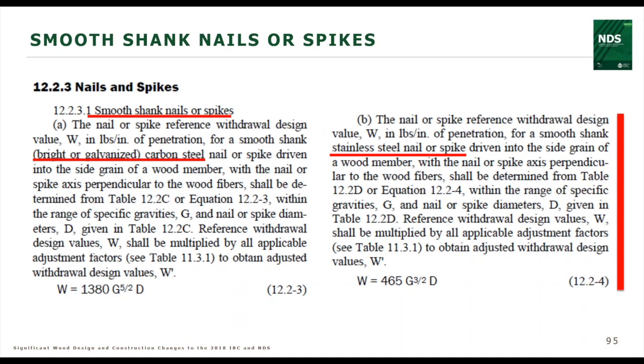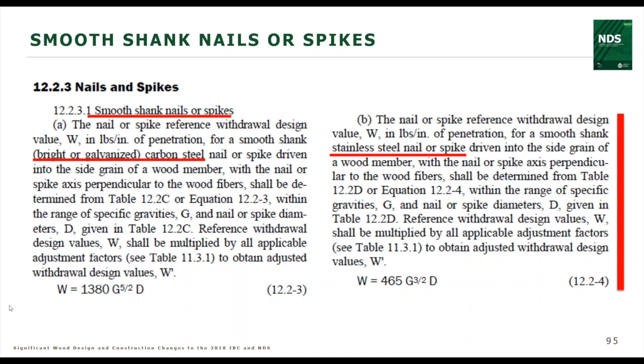So the 2018 NDS is the first edition of the NDS that specifically calls out smooth shank stainless steel nails. So there's been an update that has been added to distinguish between the bright or galvanized carbon steel nail withdrawal capacity and a stainless steel nail or spike capacity. So you'll see the withdrawal capacity equations at the bottom of the slide here, with the smooth shank nail being on the left and the stainless steel nail being on the right.